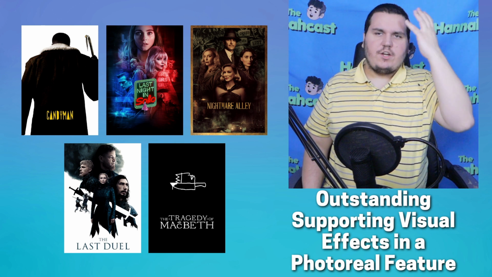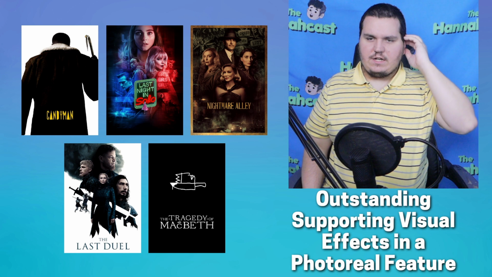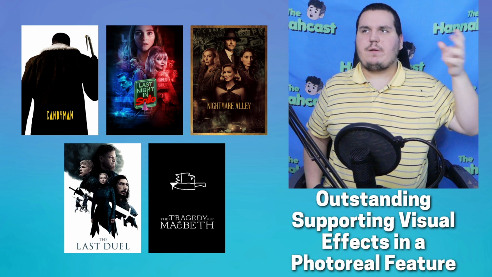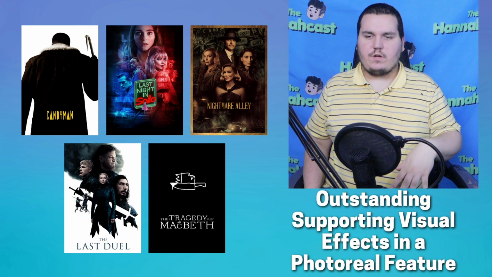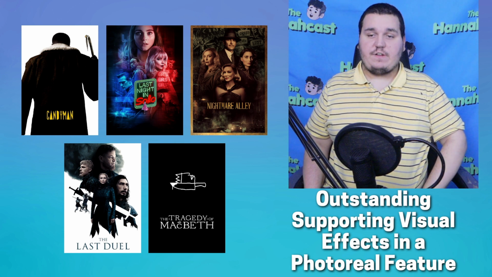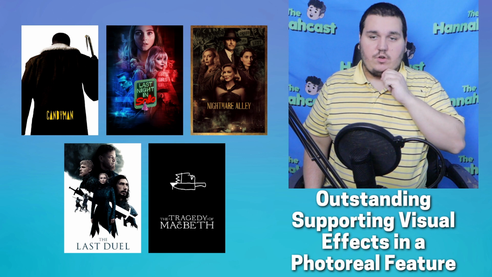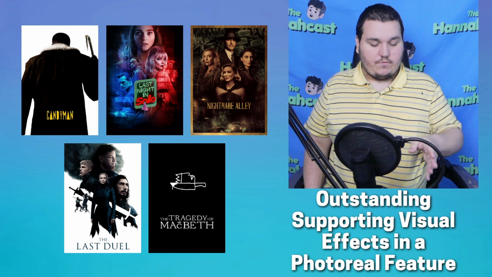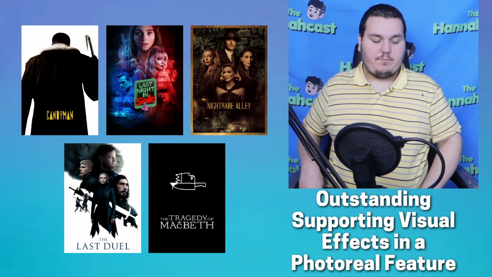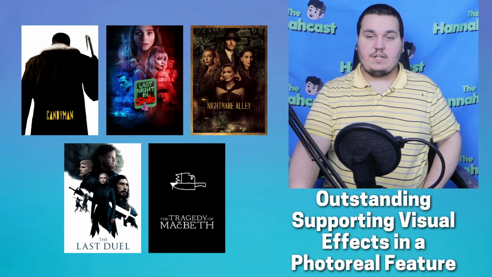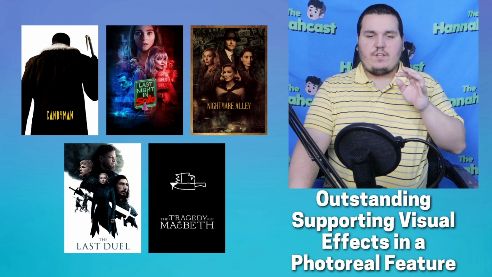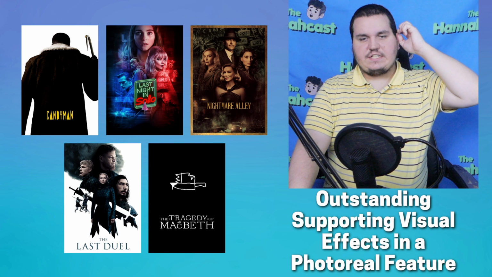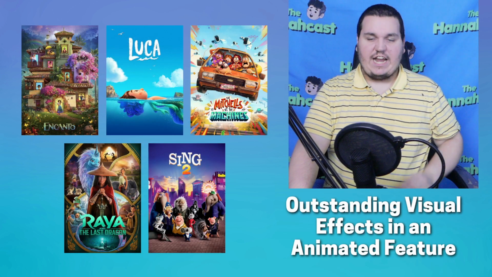Candyman has some really good B visual effects. Last Duel has some basic set extensions and some crowd work. Tragedy of Macbeth, I think, has very little visual effects in it. So going by what I've seen of the visual effects breakdown from DNEG, I'd probably pick Last Night in Soho for this.